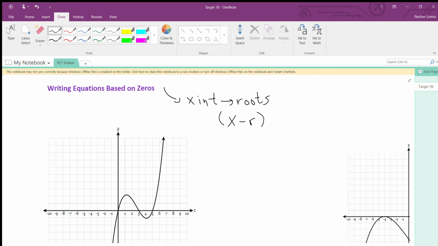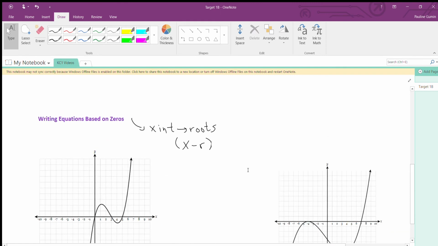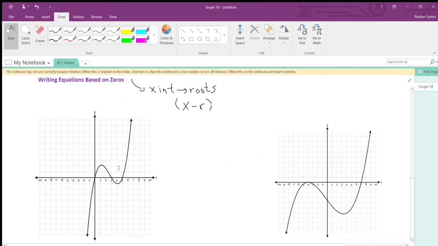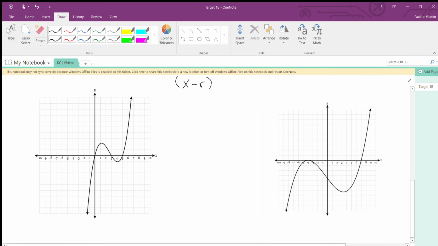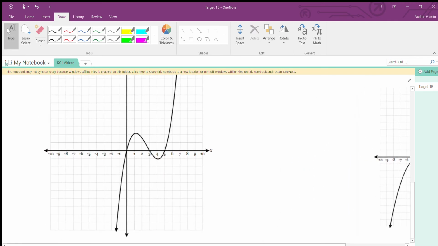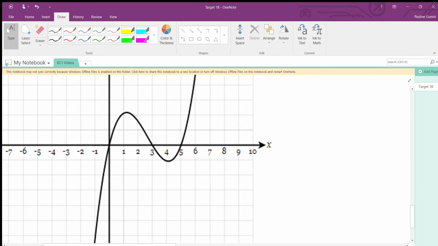So, let's write some equations using these roots. Now, we have to watch out for two things: even and odd powered roots. And we'll talk about that as we go through it. Okay. Now, let's take a look at this first graph, and let's mark the zeros. I'm going to zoom in all the way so we can see very clearly where all those zeros are.